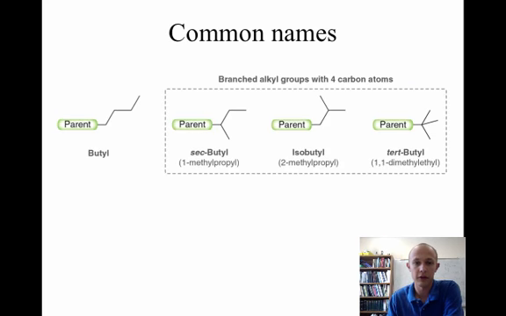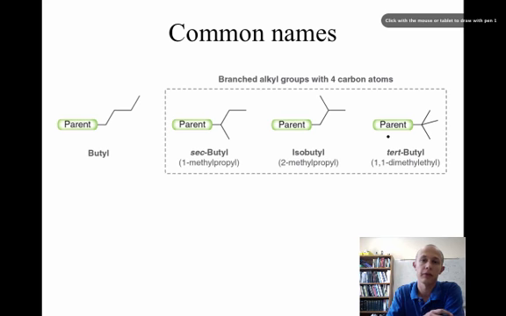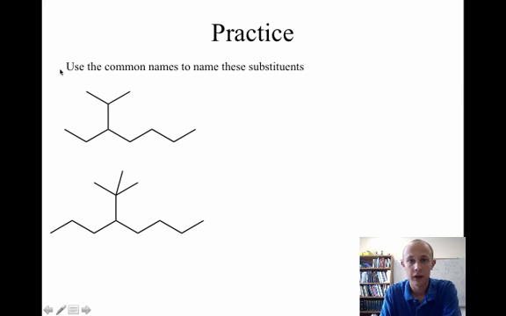For 4 carbons, there's 3 possibilities that I'd like you to know. You can have sec-butyl because it's substituted at a secondary carbon, isobutyl, or tert-butyl. So learn those 4 common names: propyl, isopropyl, and then the 3 butyl ones. Those are going to be used much more commonly. Okay, so let's look at the examples that we just used earlier. Before we called this a 1-methyl ethyl group, now we're going to call it an isopropyl group.